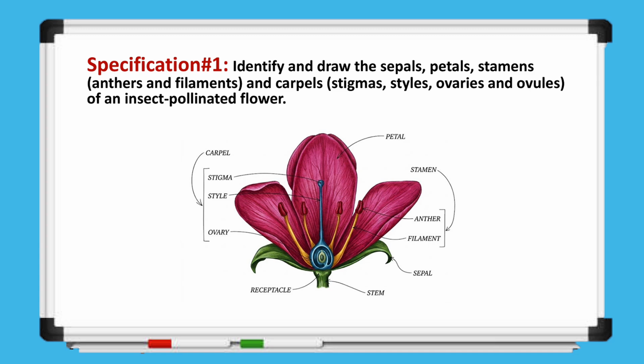But before identifying these parts, we first need to understand what an insect-pollinated flower actually is, and, to understand that clearly, we need to look at the overall process of sexual reproduction in plants. So, let's first explore how sexual reproduction occurs in flowering plants.